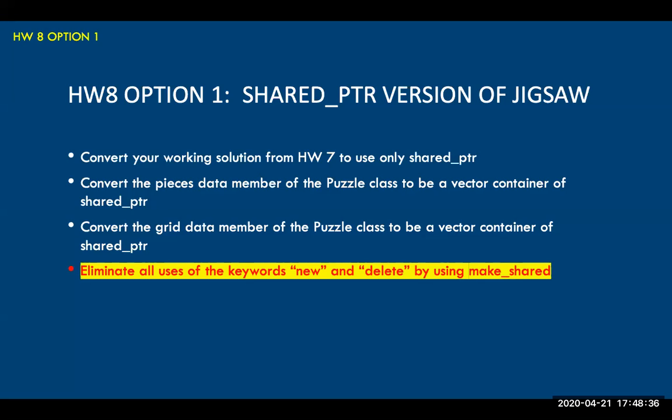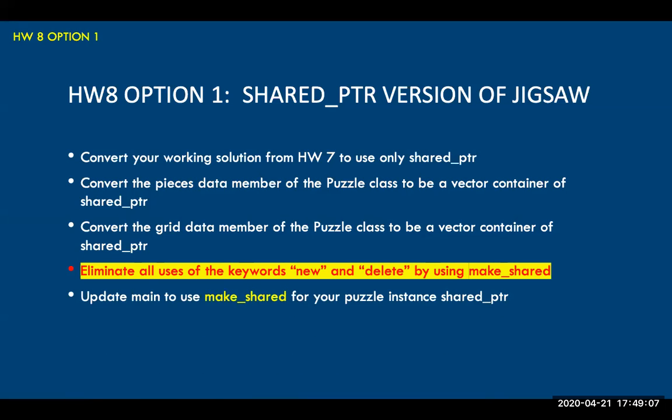And then the big key thing is eliminating all references to the keywords new and delete. And why is that? Because if we're using shared pointers, we don't have to worry about cleaning up the garbage. We don't have to, in our destructors, delete the instances of the things that we created on the heap, because the shared pointer will do that for us. So that code that you presumably wrote in your destructors for homework 7, you can just throw it away in homework 8, because we'll be using these shared pointers, which is great.